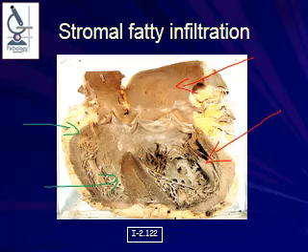We also have yellowish streaks in between the myocardial fibers. So we have increased pericardial fat, and the second description is that we have fatty streaks extending between the myocardial fibers. So this is the jar of stromal fatty infiltration, again in the heart.